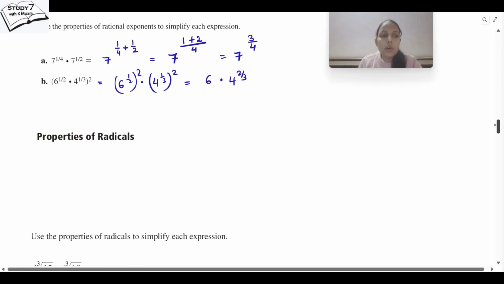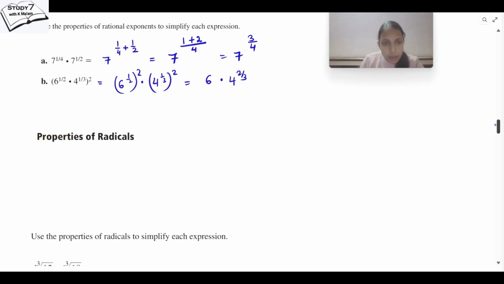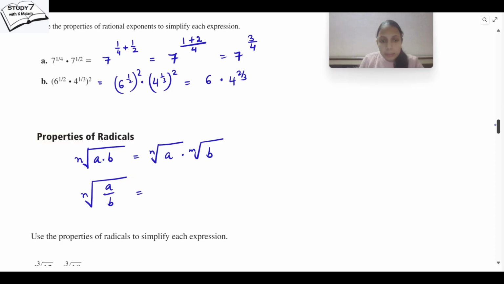Next is properties of radicals. In the properties of radicals, the first property is the product property. If you have the nth root of two terms like a dot b, you can separate a and b. And another is the quotient. If you have the whole nth root of a over b, I can also separate it: nth root of the numerator over nth root of the denominator. Okay, make sure the denominator is non-zero. Then you can use this property.